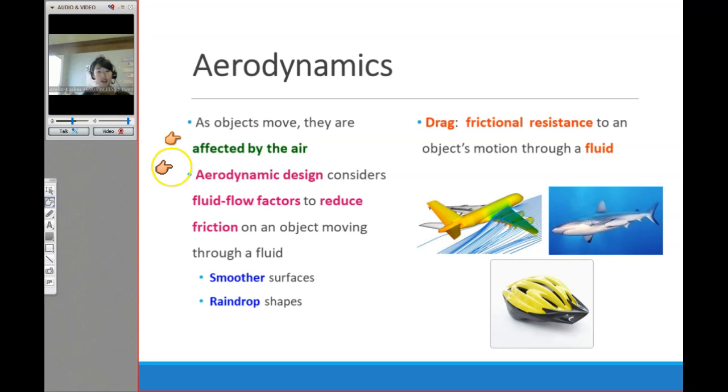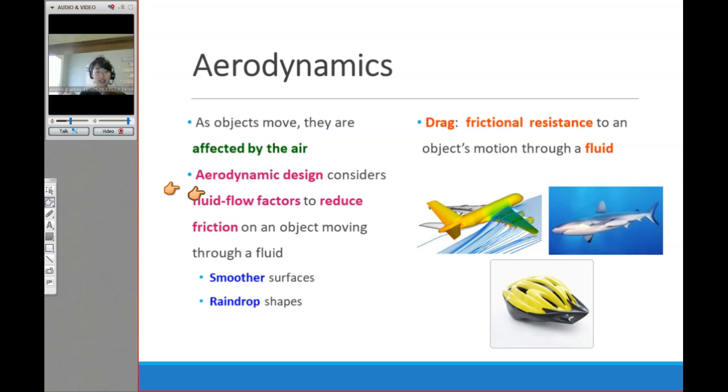Exactly. So remember that air, even though we can't see air, there is still air, and air is made of atoms. Okay, it has particles. So even though we can't see it, it's still affecting us. Okay, and it might affect us not very much until we start trying to go super, super fast. Right, so aerodynamic design is the idea.